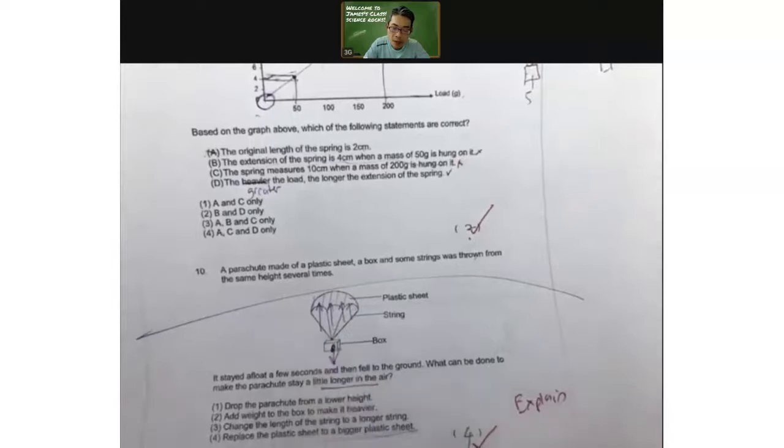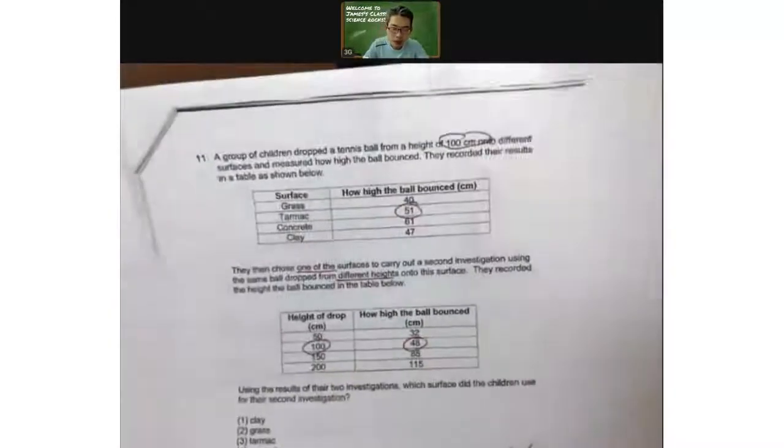Another way is, of course, you can reduce the mass of the box. That will reduce the amount of gravitational force that's pulling on the whole parachute. Anyway, the answer is 4. Next one. Let's go to question 11.